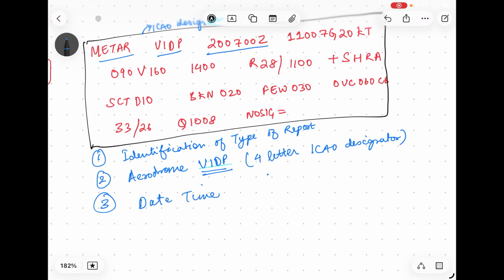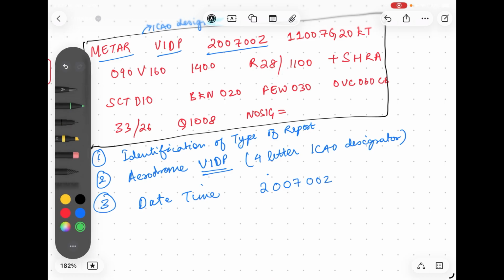The third thing is the date and time. So it is 200700 Zulu. So how is it divided? The first two digits give you the date and the next 4 give you the time. And when we talk about Zulu, that means basically time in UTC, universal time, right? So it's the 20th, or the date is the 20th.